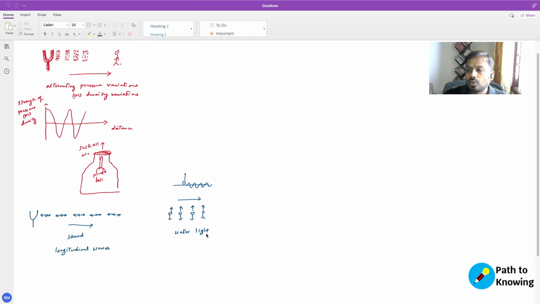And in scenarios like water and light, where the particles move up and down, perpendicular to the propagation of the wave, we call those waves transverse waves. So sound is a longitudinal wave, and light and water are transverse waves.